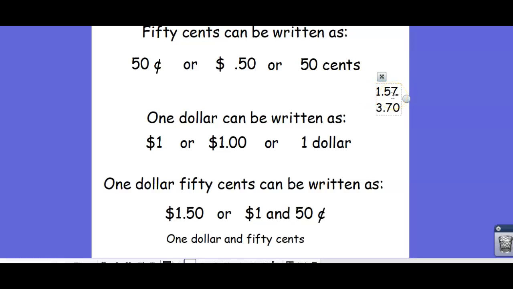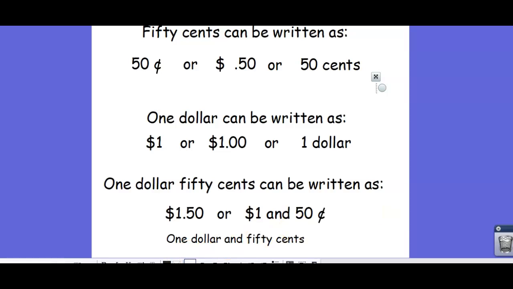$1.57. If you read it as a decimal, it would be 1 and 57 hundredths. And the way you would read this is $3.70, or 3 and 70 hundredths, or 3 and 7/10. So just some different ways. Lining up those place values is so very important. And just like we do here, $1.50 can be written as $1.50 or 1 and 50 cents. And it's just a way to show and represent that.